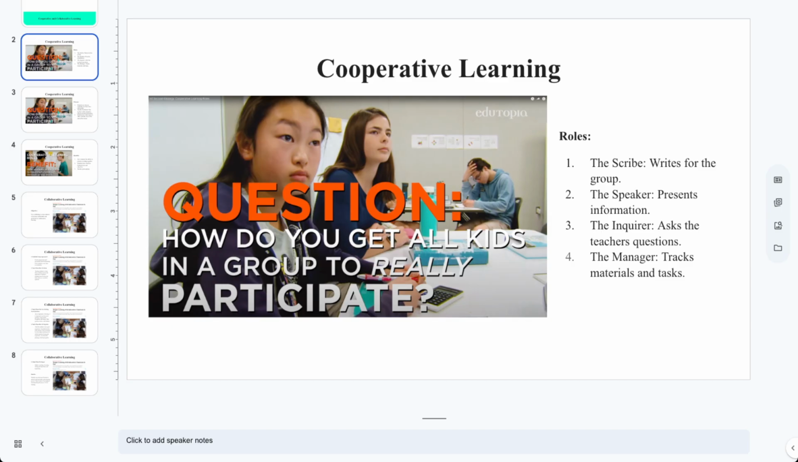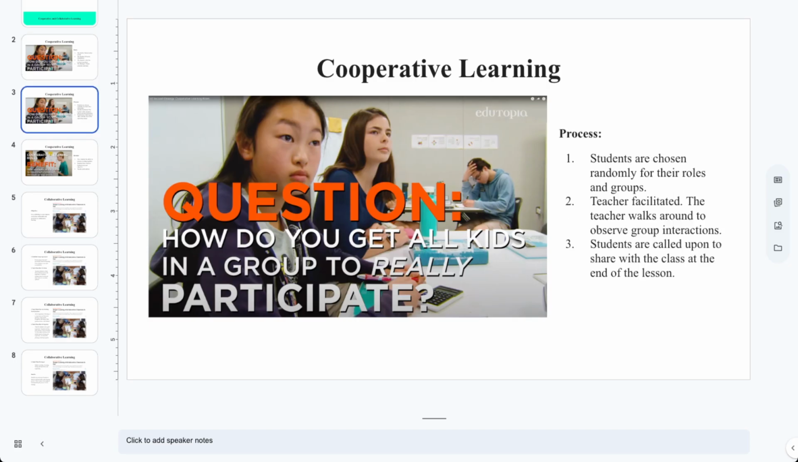One is the scribe, which writes for the group. 2 is a speaker, who presents information. 3 is an inquirer, who asks the teacher questions if the students need any help. And then the 4th role is the manager, who tracks all the materials and specifically makes sure that the group is held accountable and the group is actually on task.